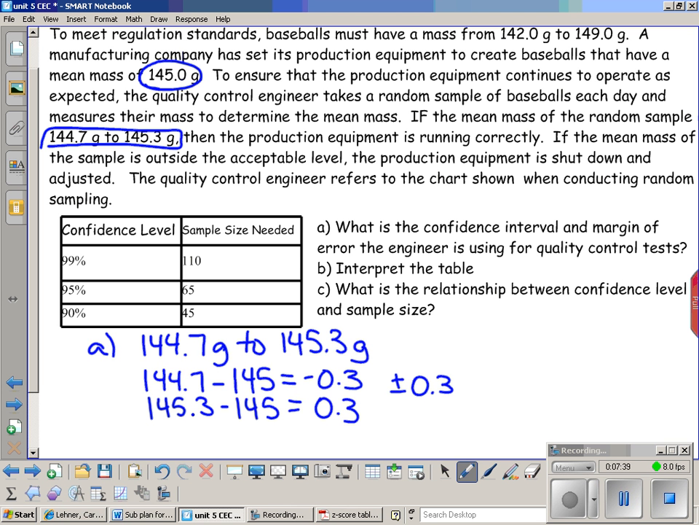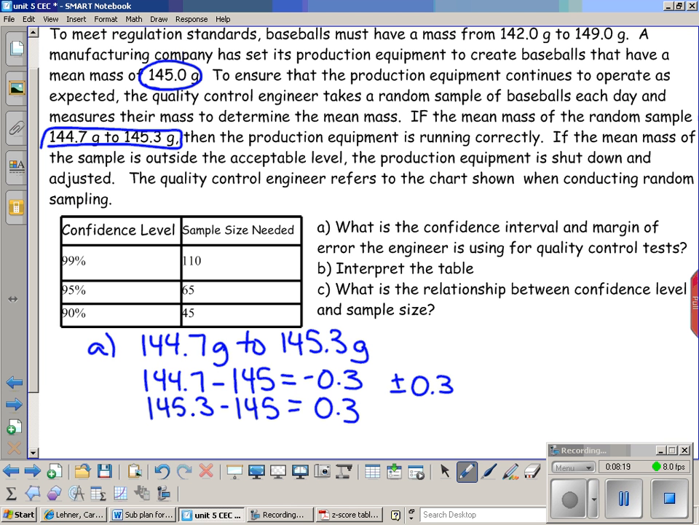B, we want to interpret the table. Well, what this table is saying is that in order to be 99% sure, so 99 times out of 100 times, we actually hit the appropriate values, they need to make sure that they are choosing a sample of 110 baseballs. You need to make sure you pull off 110 baseballs to have a 99% confidence level that the machine is working properly. However, if we only want a 95% confidence level, we only need a sample size of 65 baseballs.